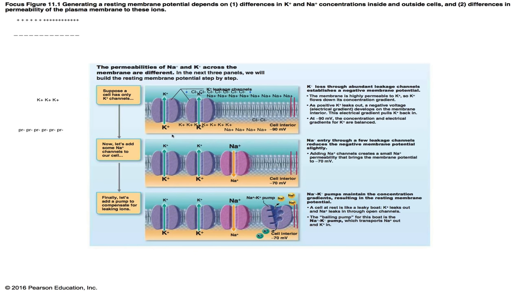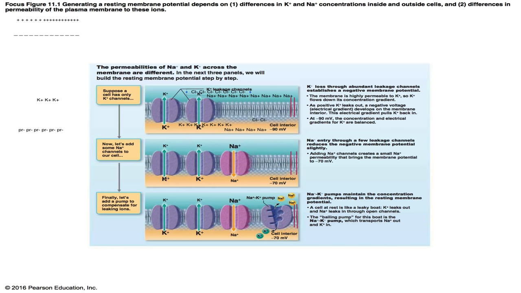Keep in mind that because we have a lot more potassium ions, these potassium ions are going to want to go outside. Because remember, they want to go along their concentration gradient. So they want to go from an area of high concentration to an area of low concentration. There's very little potassium on the outside. We have a lot more on the inside. So these guys want to go outside. And remember, what's our resting membrane potential initially? It's at minus 90 millivolts.